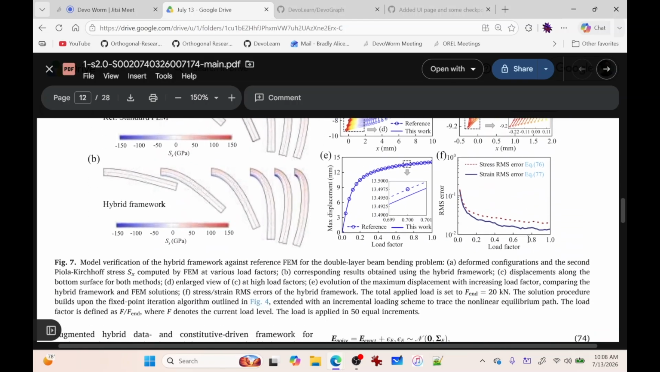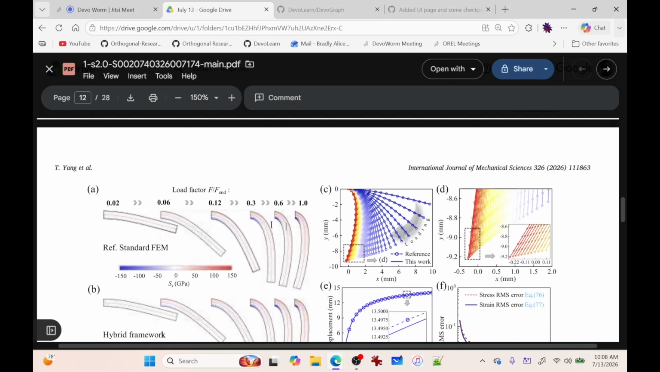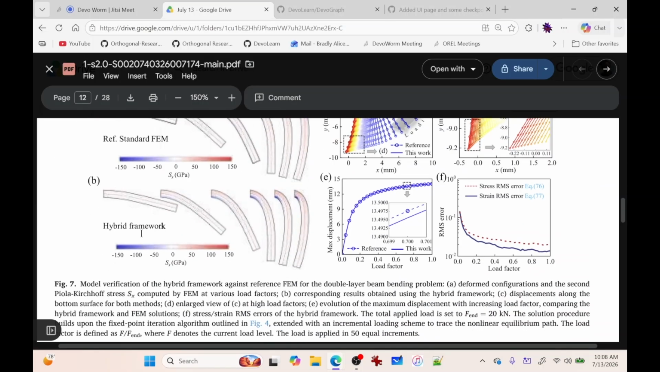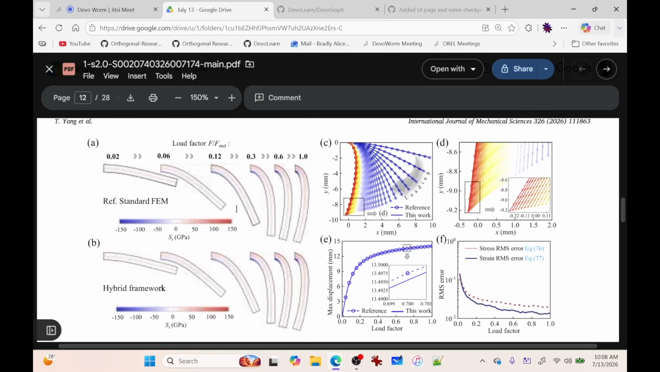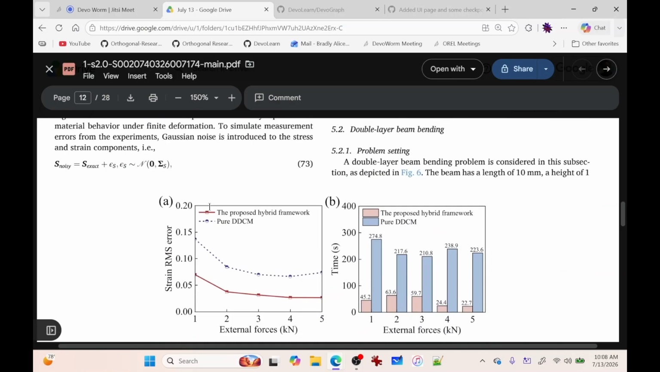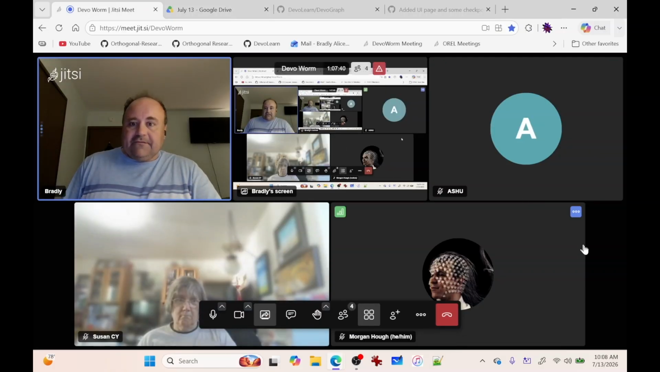Okay, and then they do some model verification here for standard finite element modeling, and then for this hybrid framework. For standard finite element modeling, the idea is that this is an improvement over that method because it gives you better results for noisier data, basically. Okay, so I think that's all for that paper.